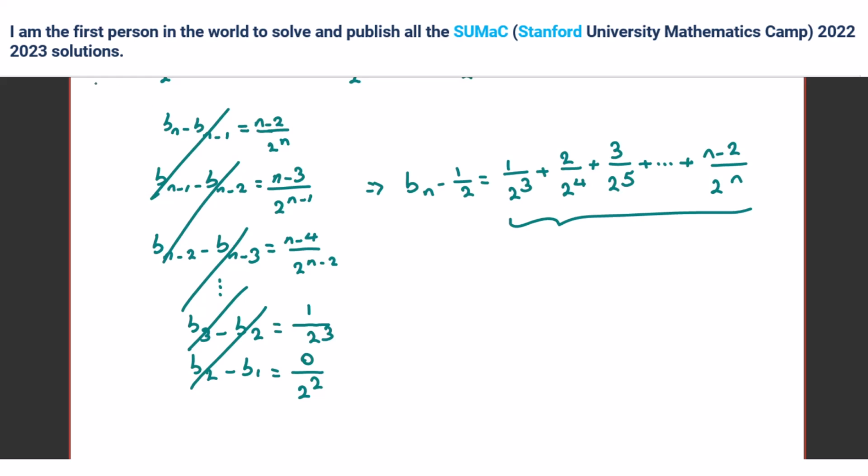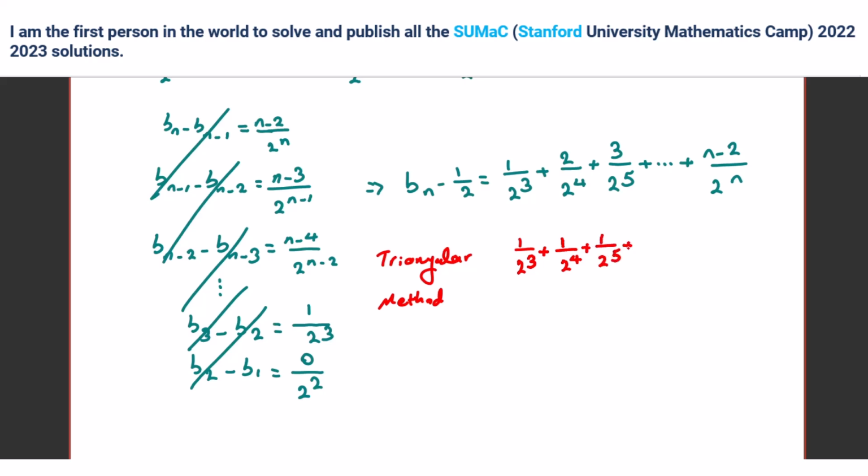No. Okay, so let me tell you, it's not a famous name, just for calling a name, we can call it the triangular method. Let me explain. We can write all of them just once: 1 over 2 cubed, 1 over 2 to the 4th, 1 over 2 to the 5th. Then we know the formula to calculate this, right?